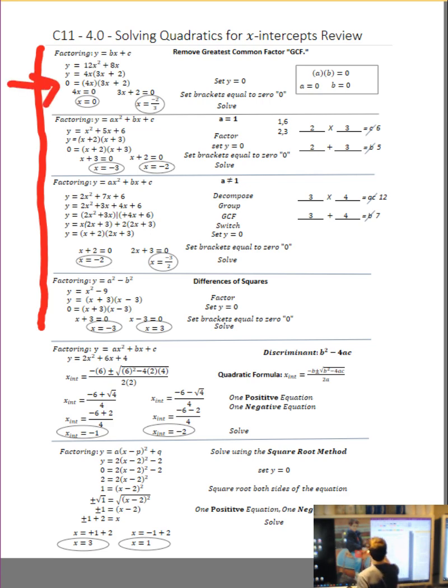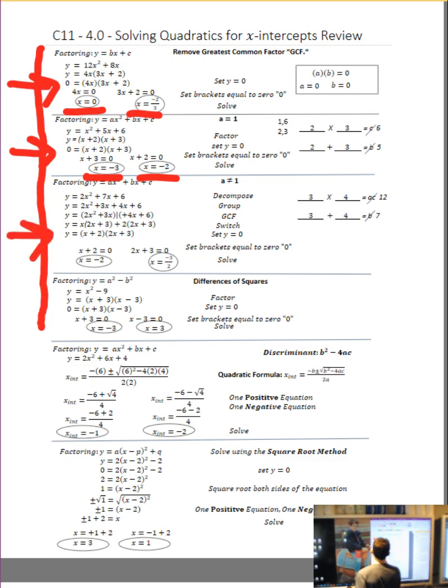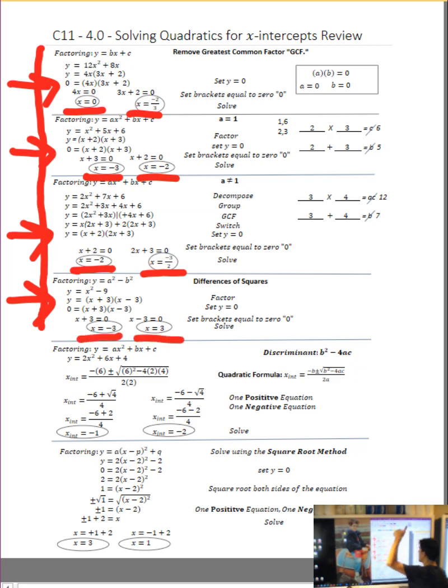For each of these, get it equal to 0, factor it, set your factors equal to 0 separately and solve. Okay, so that is factoring.